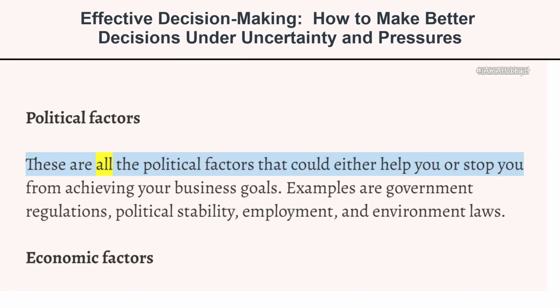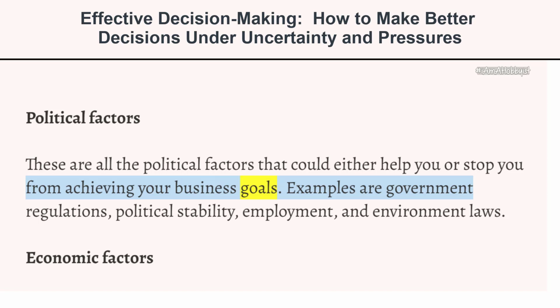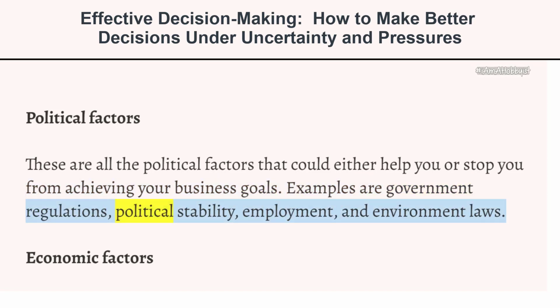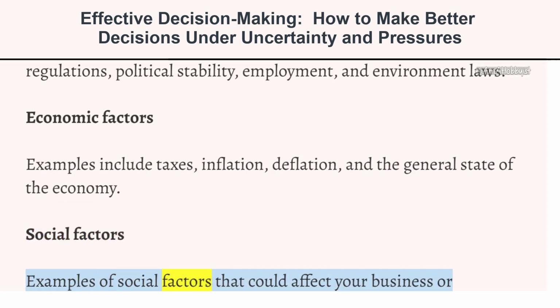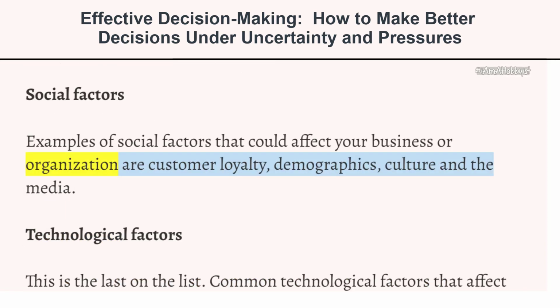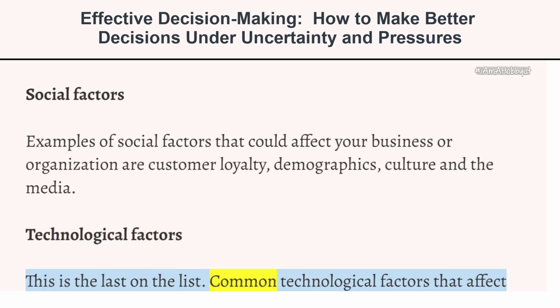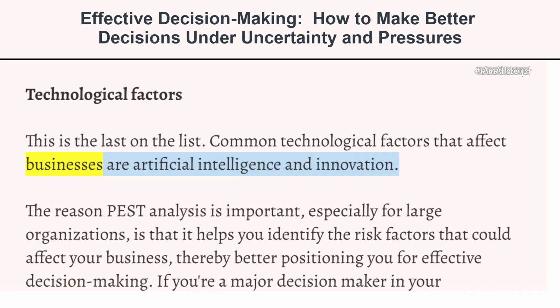Political factors. These are all the political factors that could either help you or stop you from achieving your business goals. Examples are government regulations, political stability, employment, and environment laws. Economic factors. Examples include taxes, inflation, deflation, and the general state of the economy. Social factors. Examples of social factors that could affect your business or organization are customer loyalty, demographics, culture and the media. Technological factors. This is the last on the list. Common technological factors that affect businesses are artificial intelligence and innovation.